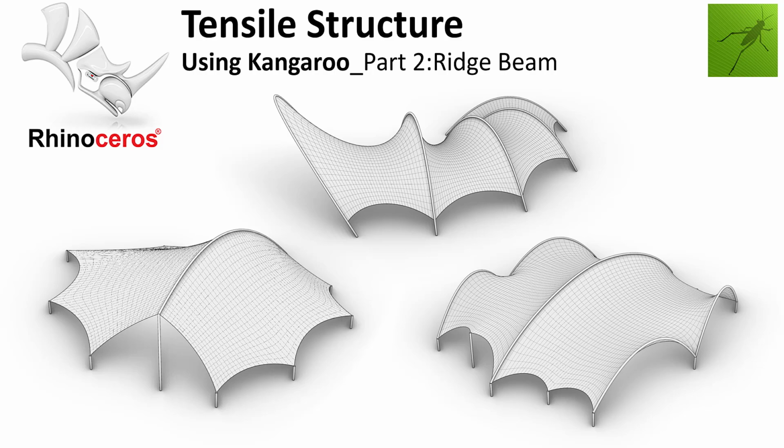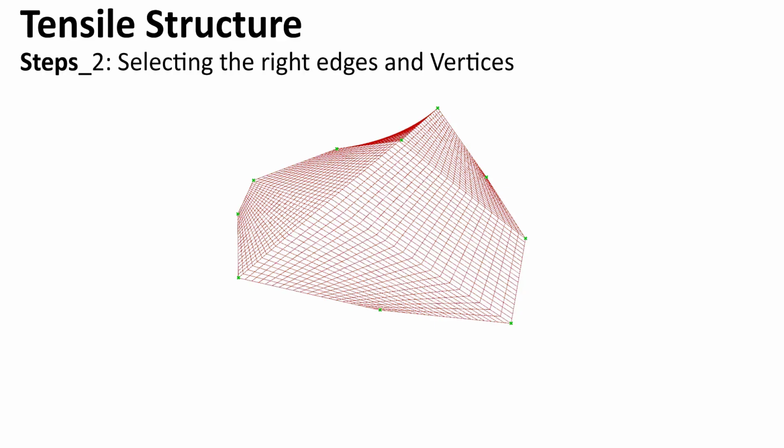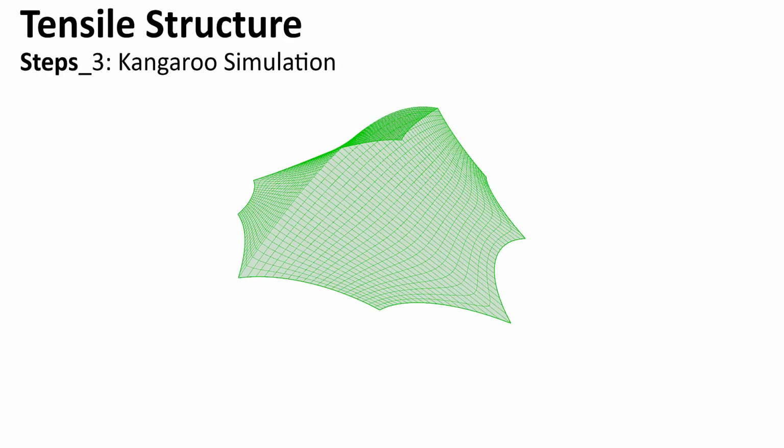Hey everyone! In this tutorial we are going to learn how to model a tensile structure with a ridge beam, and we will need some anchor points too. So, to model any type of tensile structure, there are three main steps that we always have to go through. Step number one is creating the mesh that we are going to use for the simulation. Step number two is selecting the right vertices and edges for the simulation. Step number three is running the Kangaroo simulation using the right components and inputs.